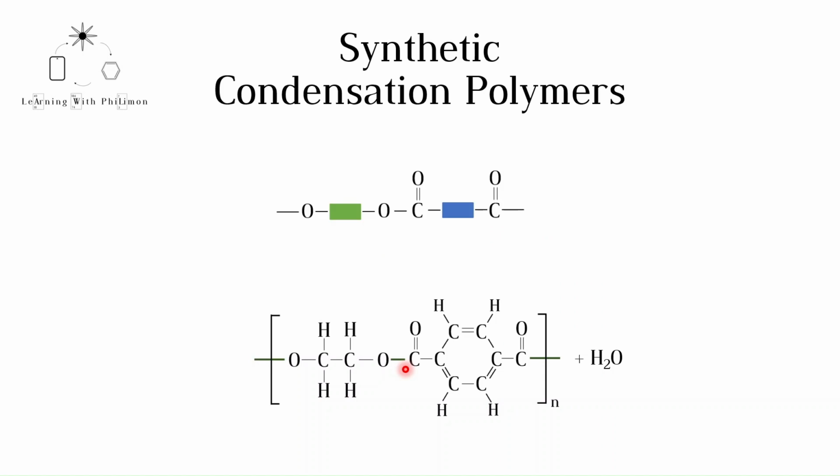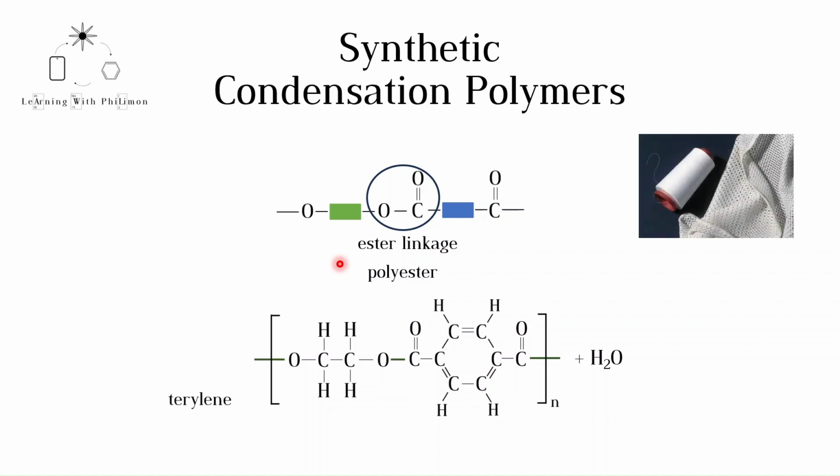Note that in this case, we have an ester linkage. Esters contain the functional group COO. Polymers that contain the ester linkage can also be called polyesters. Terylene, like nylon 6,6, is also used in the textiles industry.